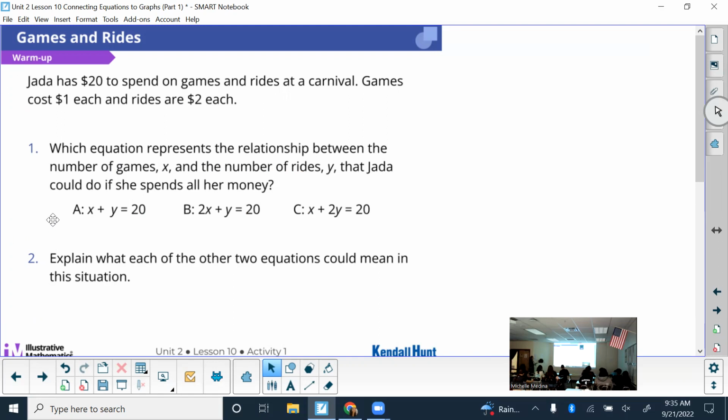Jada has $20 to spend on games and rides at a carnival. Games cost $1 each and rides are $2 each. Which equation represents the relationship between the number of games, X, and the number of rides, Y, that Jada could do if she spends all her money? So don't call it out. Remember, on a test, you don't leave it blank, so make your best guess. Raise your hand if you think it's equation A.